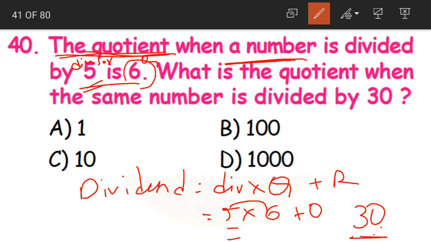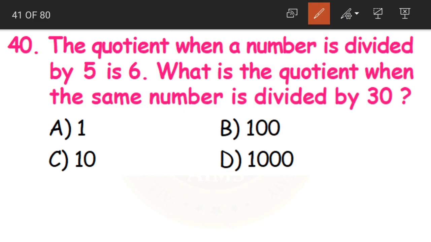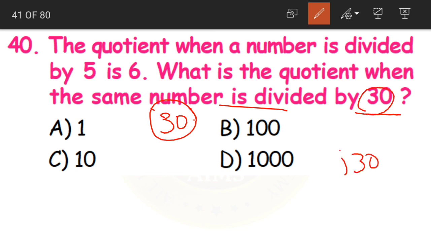The quotient is 6. Okay. The quotient is 6, divisor is 5, and the dividend is 30. So what happens when the same number is divided by 30? Now our number is 30. When divided by 30, what will happen to the quotient? 30 ones are 30. So the quotient becomes 1.